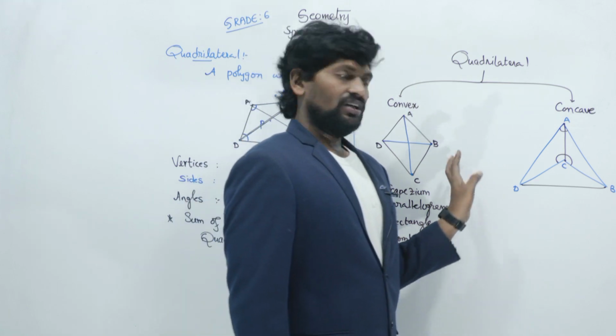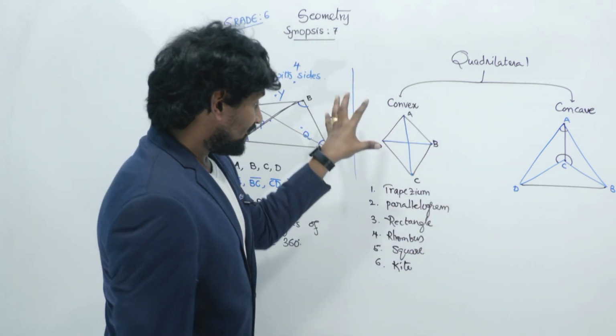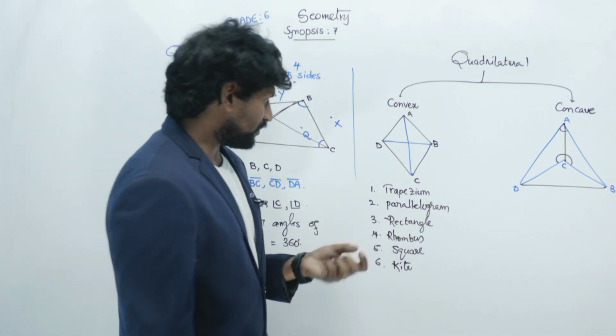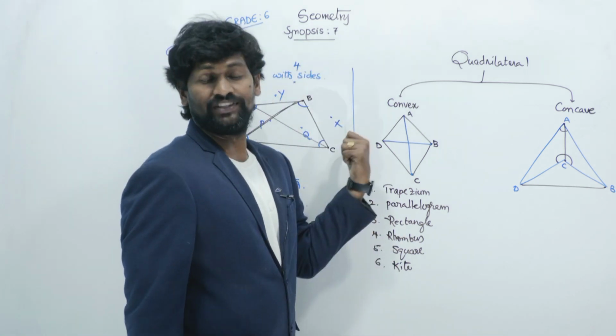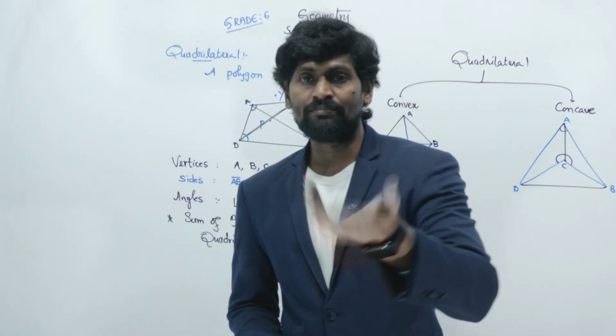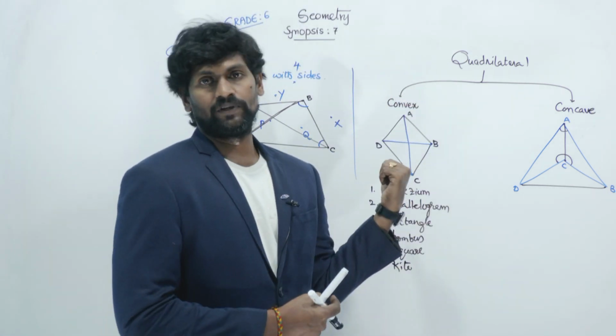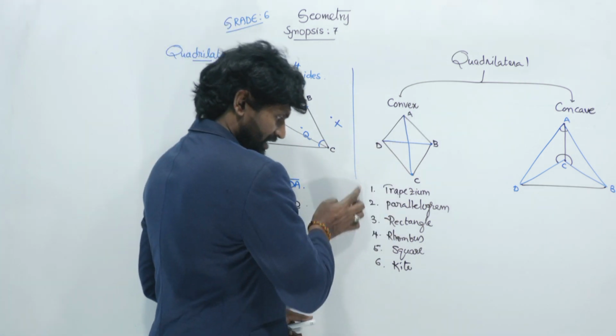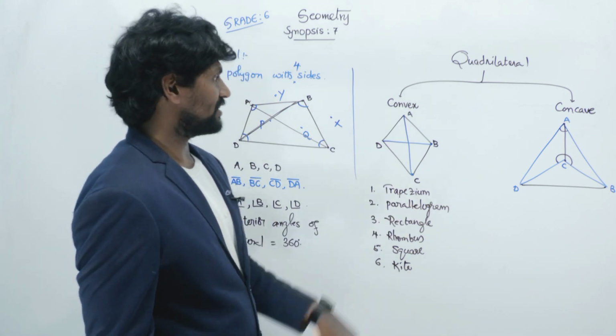Okay? Now in the convex quadrilateral, there are 6 types of quadrilaterals. So in this topic, in this synopsis, we are going to discuss all the properties of these 6 quadrilaterals. And based on the properties, you will have some questions related to the properties. Okay? So let us move on one by one. So mainly 6 types of quadrilaterals. Let us discuss it here.